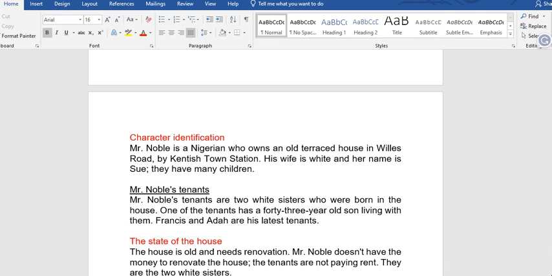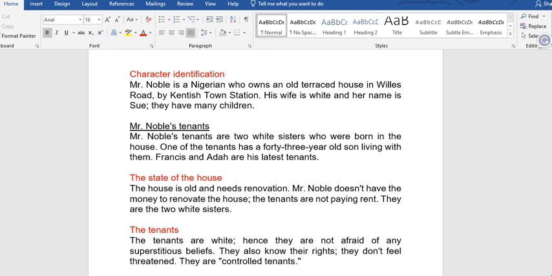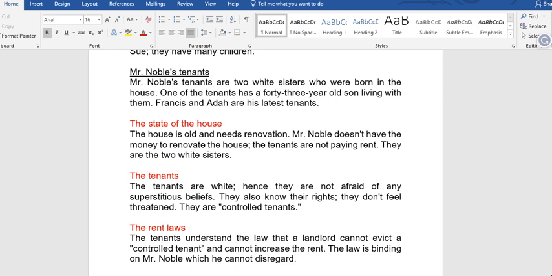Now, character identification. The character mentioned there is Mr. Noble. Mr. Noble is a Nigerian who owns a whole terrace house in Willis Road by Kentish Town Station. His wife is white and her name is Sue. They have many children. Mr. Noble's tenants are 2 white sisters who were born in the house. One of the tenants has a 43-year-old son living with them. That is Francis, and Ada is his latest tenant. So we have identified the characters like that.